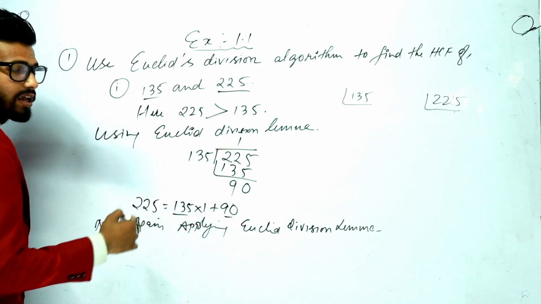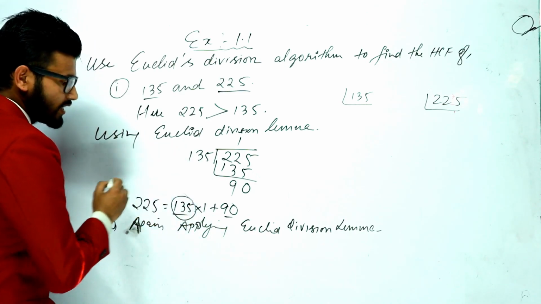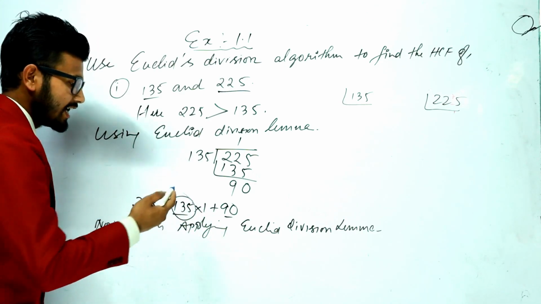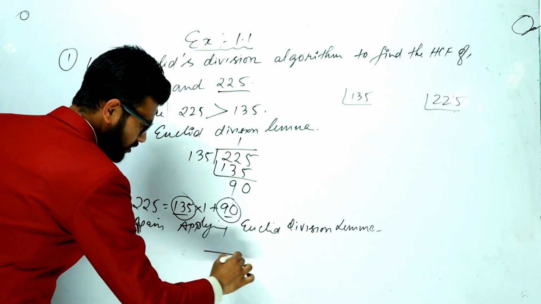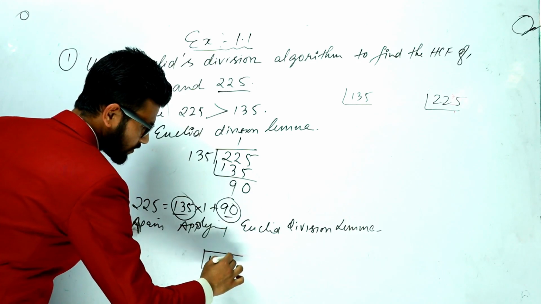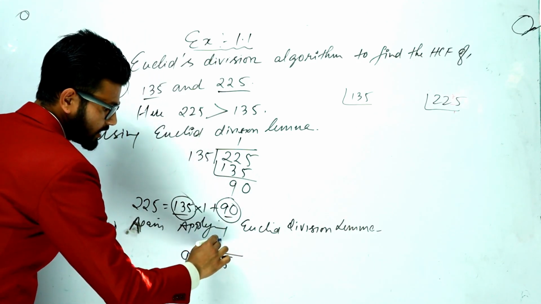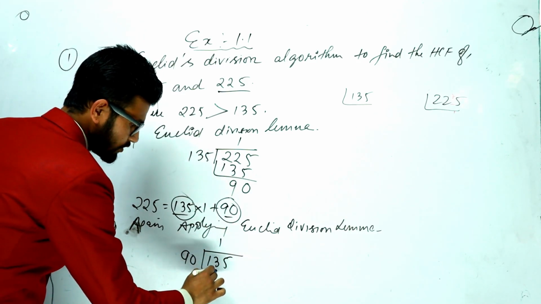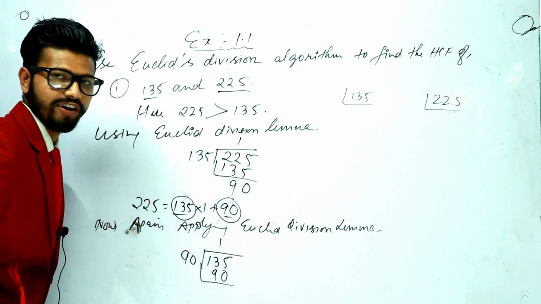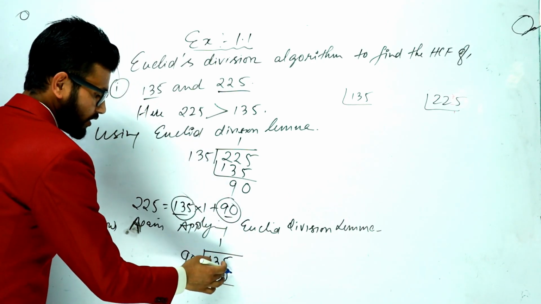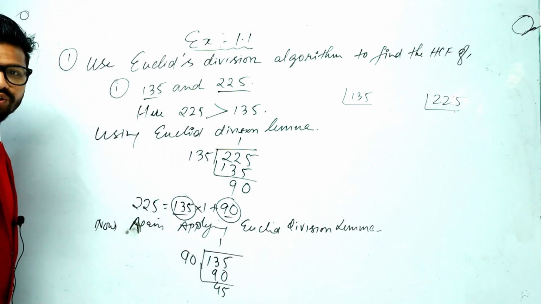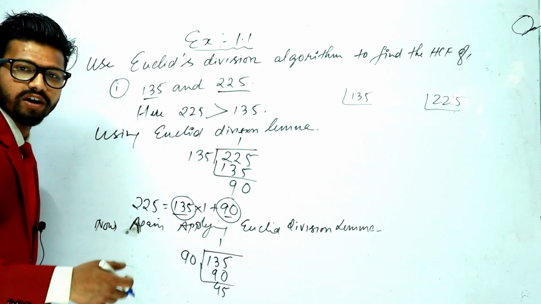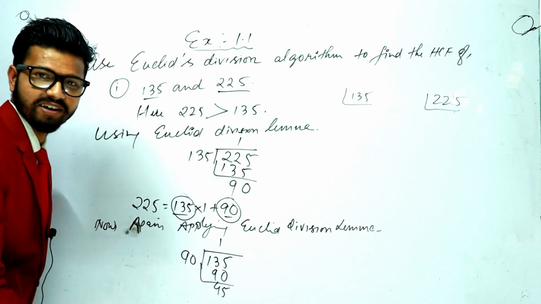So if you apply the Euclid division lemma, here this 135 is acting like a dividend and this will be a divisor. So the larger number will be in the box. 135, 90 once is 90. If you take 2, it will be more than the dividend. So what you will get? 45. Still we have not got the remainder 0. We have to carry out the step a few more times to get the remainder 0.